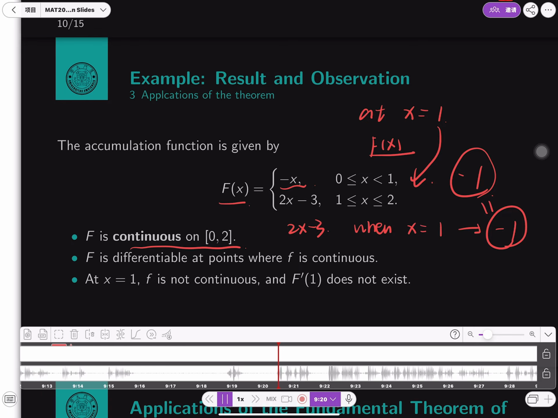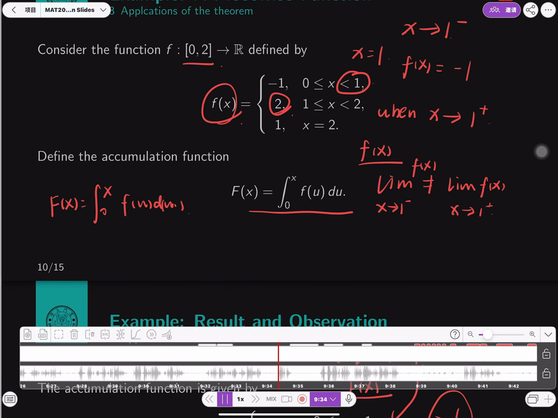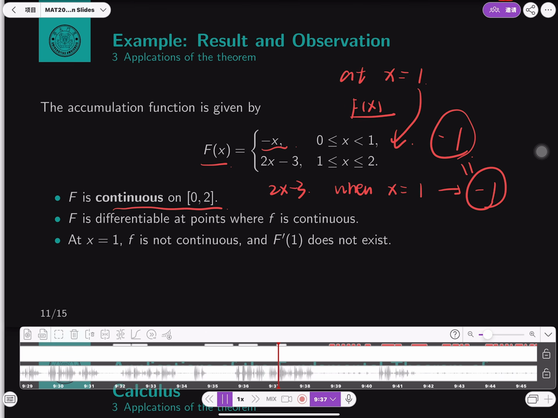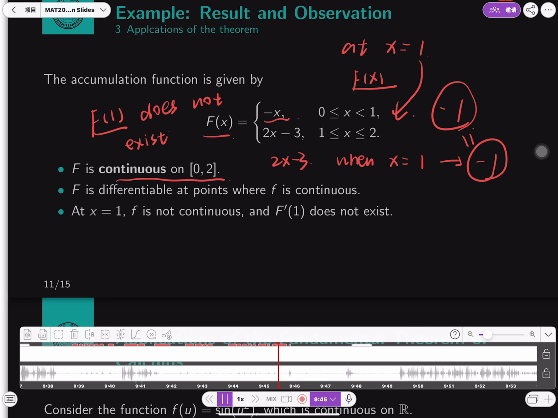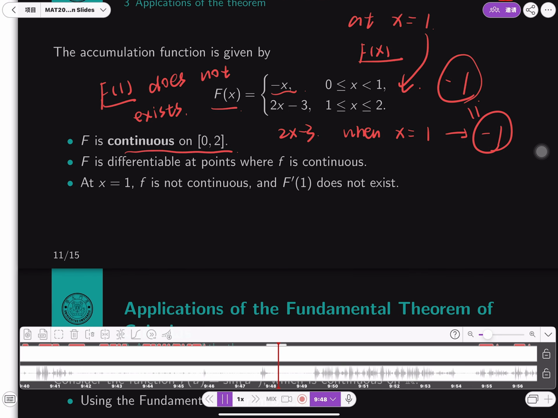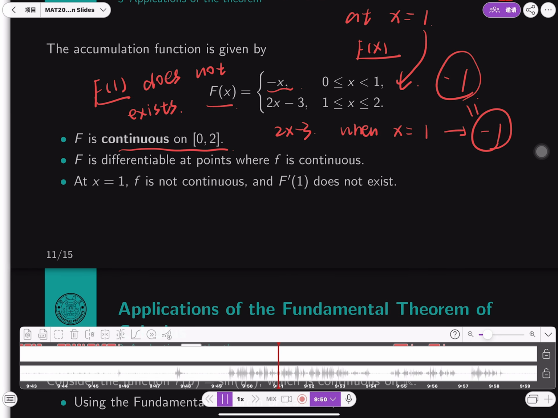However, F is differentiable only at points where the original function small f is continuous. At x equals 1, the function small f is not continuous, so the derivative does not exist. This example confirms the condition stated in the fundamental theorem of calculus. It's not continuous, so this does not exist.